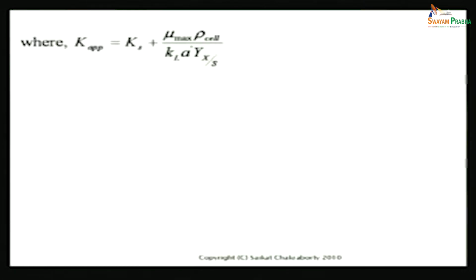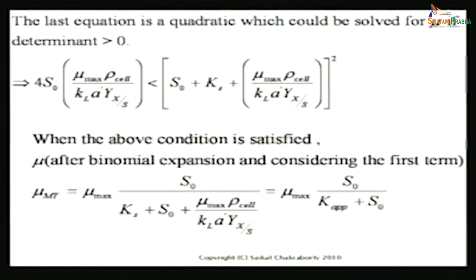Now let's go to the screen. So this is my K apparent. So mu mt is mu max S naught over Ks plus S naught plus this term, which could be written in the monod form, mu max S naught over K apparent plus S naught, where K apparent is Ks plus this term, mu max rho cell over KL Y, which is of course greater than 0. This means that K apparent is larger than Ks, which means the overall growth process is slowed down, which is obvious. If you have mass transfer resistance, the overall growth process is obviously going to be slowed down.